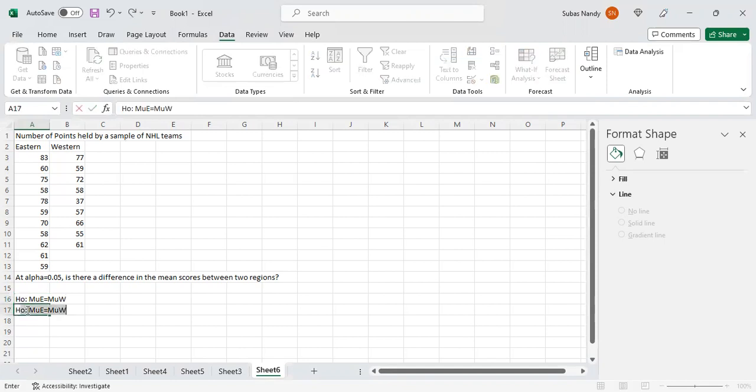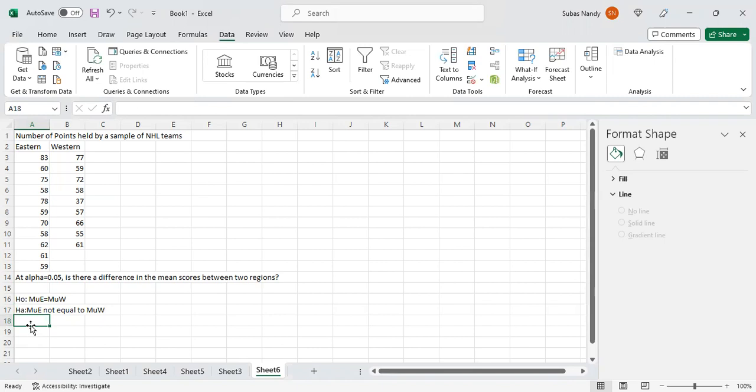In the alternate hypothesis, we will assume mu East not equal to mu West. Okay, so in the null hypothesis, they're equal. In the alternate, which is the test hypothesis, we are assuming mu East not equal to mu West. Okay, and now we have to look at the evidence from the sample data.